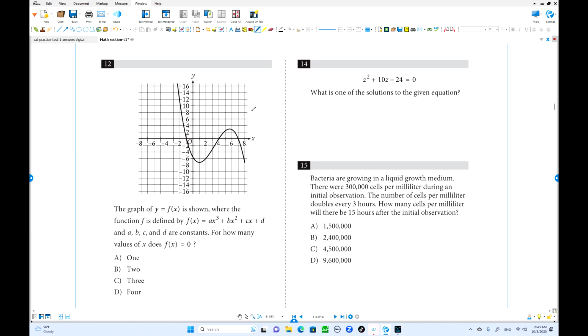Here is number 10. We have a graph. The equation of the graph is given over here. For how many values of x does y equal 0? This is y equals 0. At this point, y equals 0, right? There are 3 points. These are called zeros, okay?